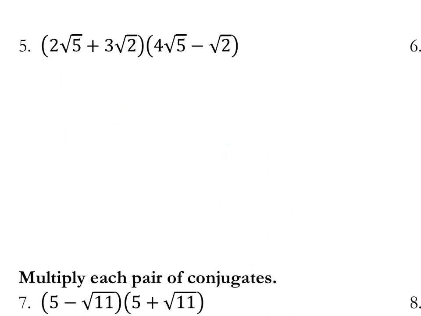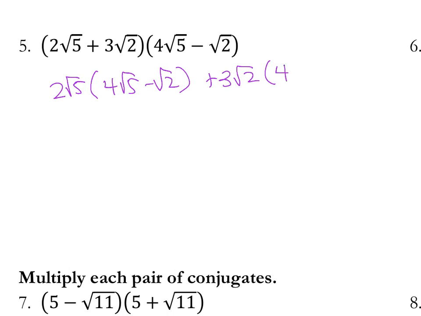Alright, number 5 was the one with the biggest amount of questions. So let's look at this one carefully. This is going to be 2 radical 5 times 4 radical 5 minus radical 2. And then the second part is plus 3 radical 2 times that second group, 4 radical 5 minus radical 2.